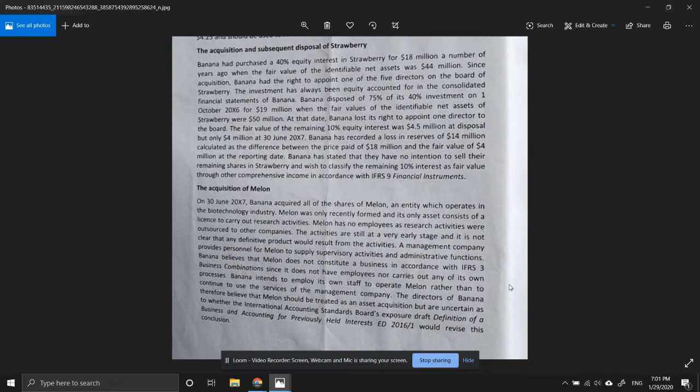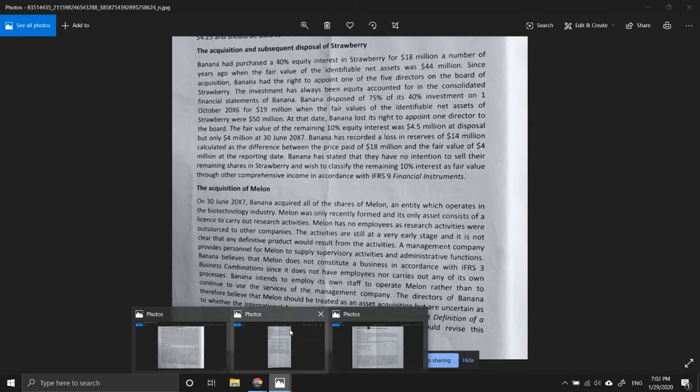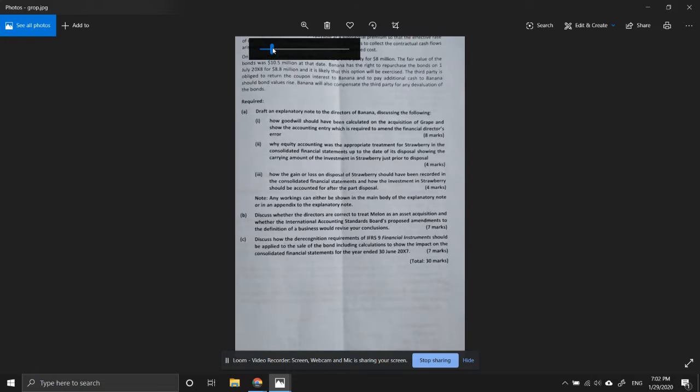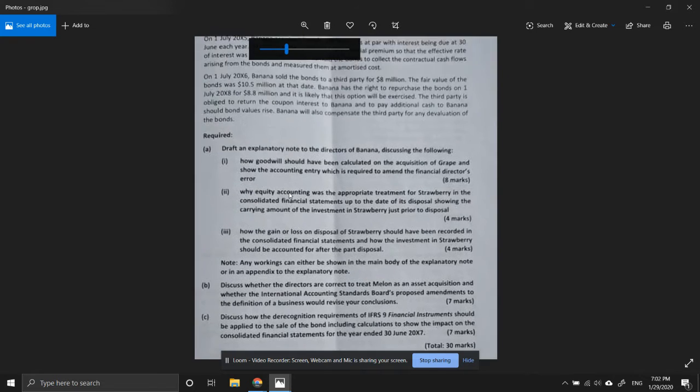So we need to talk about the exposure draft as well, okay? So in case of Melon, right? As per IFRS 3, business is basically defined as an integrated set of activities and assets, right? So that's our basic definition. So we'll basically give an argument for that and then draw up a conclusion, okay? If it is asked for, or whatever the question will be asking. So let's look at this.